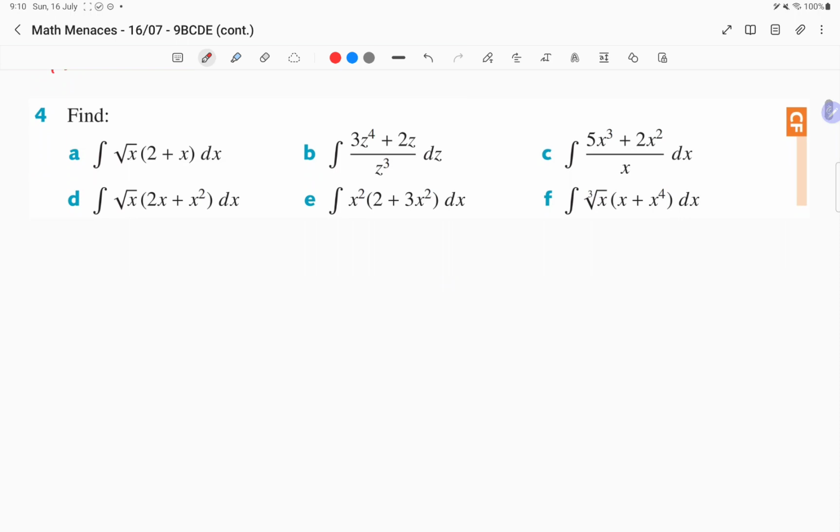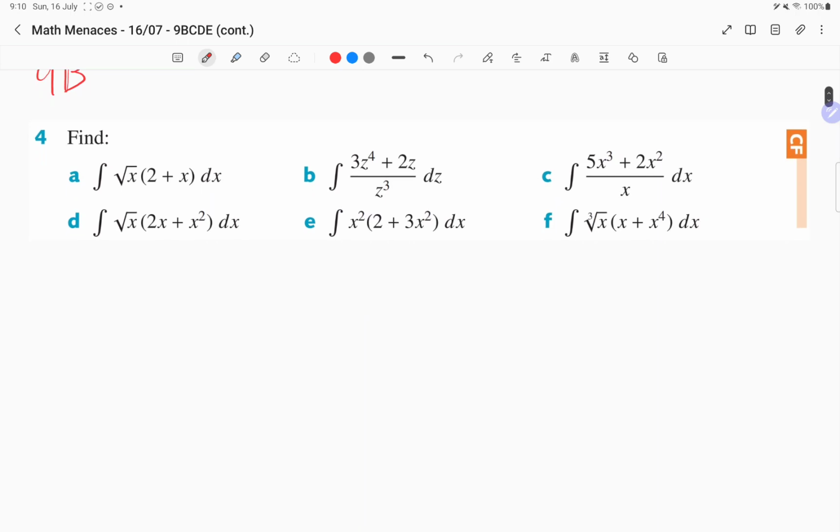Okay, first question 4. So this is chapter 9B, question 4. This question 4 has a few somewhat similar questions. A, D, and F are somewhat similar, and the technique to do them is, for example, question D, right? When you anti-derive the square root of x times (2x plus x squared) dx, you need to expand the bracket somehow. When you see the square root, that's just power half. When you multiply this into the bracket, you will be able to combine the powers of x. That's how you'll be able to anti-derive it.